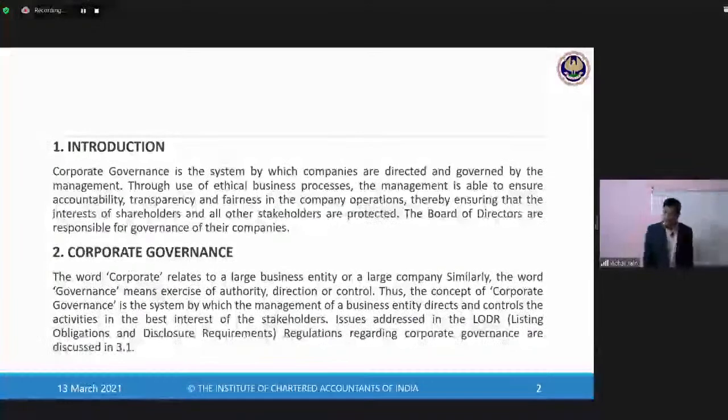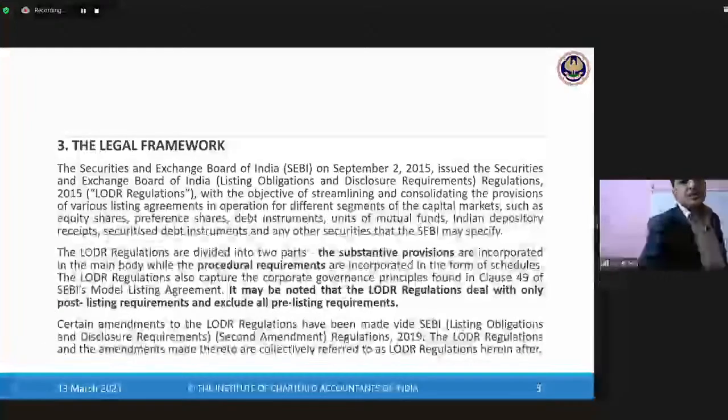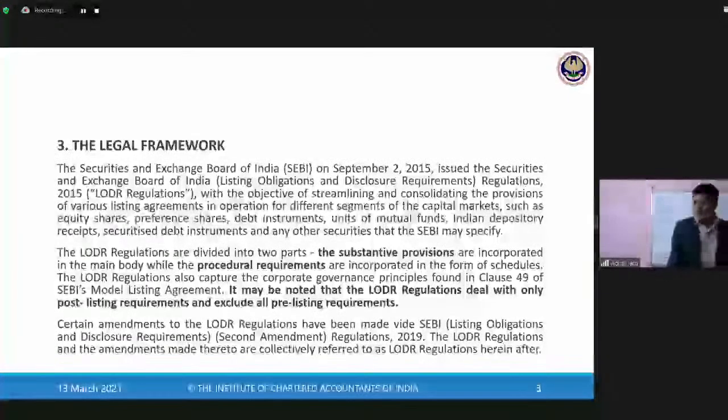Let's try to understand this corporate governance. This corporate governance is the system, we can say, by which the management of a business entity directs and controls the activities in the best interests of the stakeholders. So it's all about setting up a process, or we can say a system, in the organization.